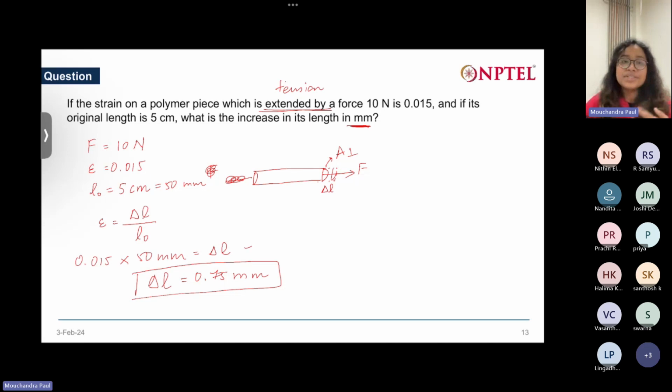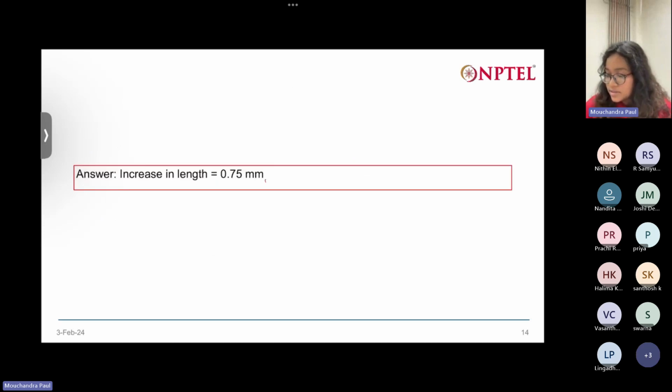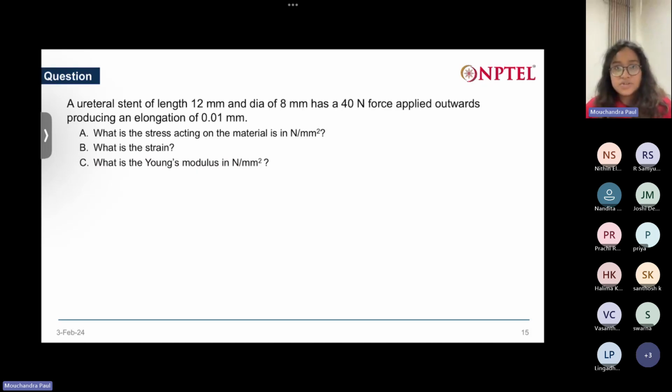Just try to be more involved in the class, actively listen rather than passively listen. You're here to learn, so utilize your time as much as possible. So you are correct, the answer is 0.75 mm. Now let's move on to the next question. Just give me 1 second while I drink water. Meanwhile, you guys read the question, maybe start doing the problem on your own.